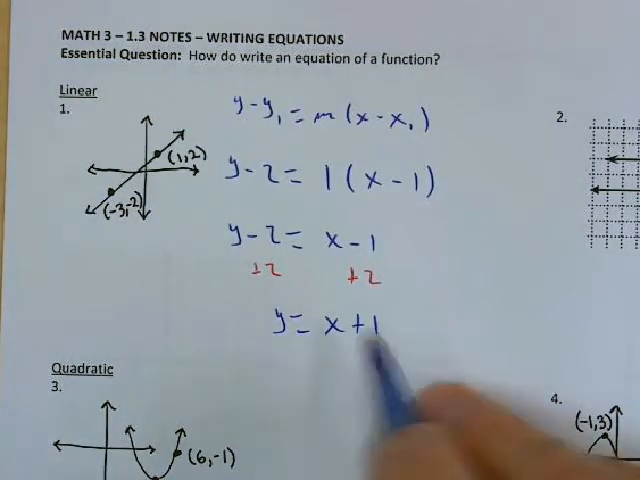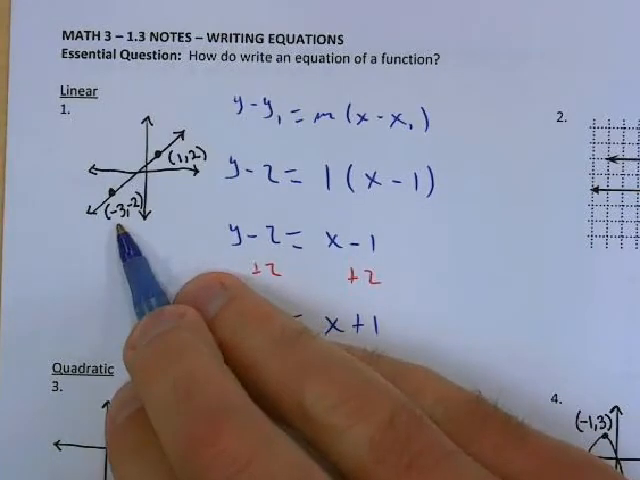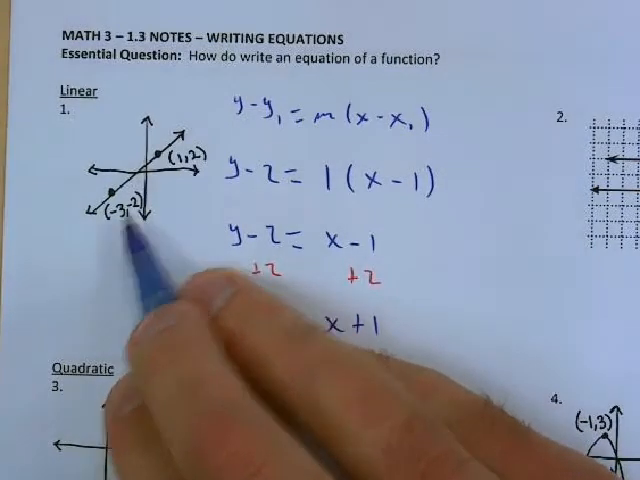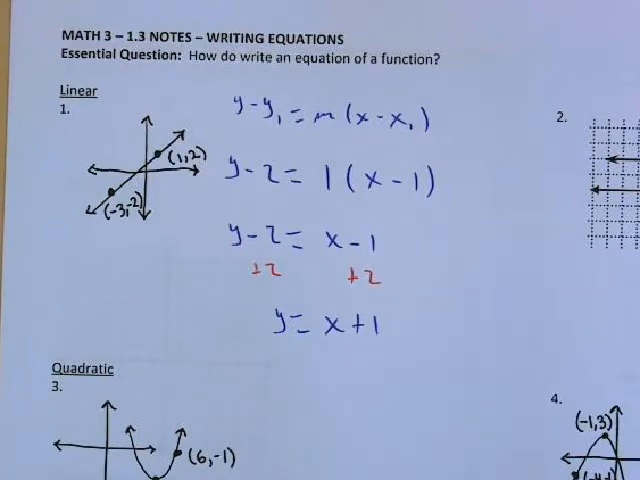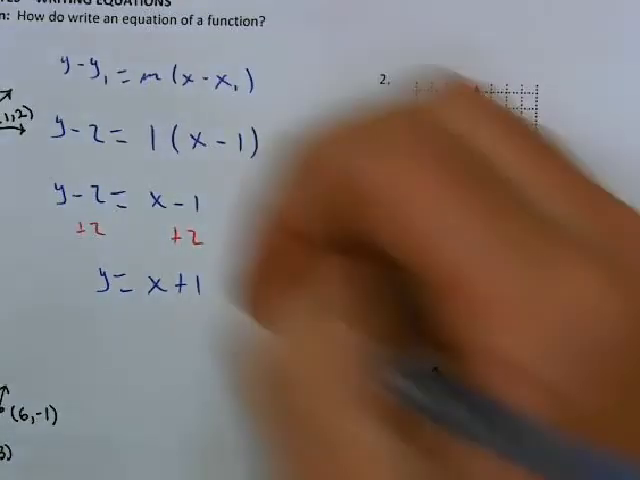Now, we would get the same answer here if we used negative 3 and negative 2 for x1 and y1. It would simplify and work out the same. And you can try that if you don't believe me, but it will work. So it doesn't matter which point you use. And that's how we can find the equation of a line given the graph. Okay. Moving on.